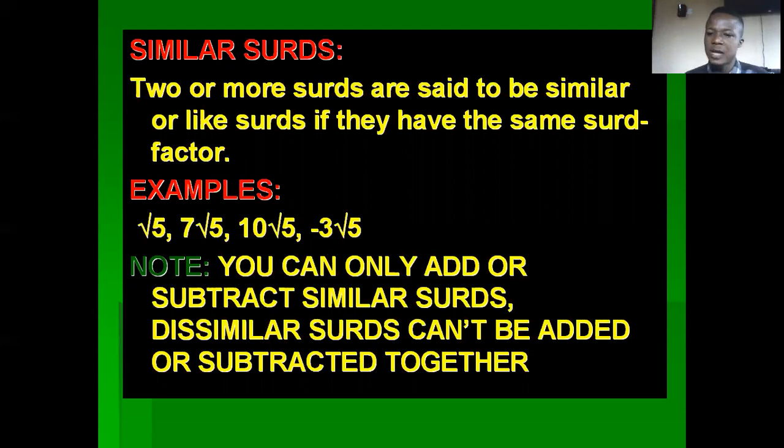The similar surds can be added or subtracted together, unlike unlike surds. So unlike surds are surds that do not have the same number in their roots, and they cannot be added or subtracted together when they are reduced to their lowest terms.